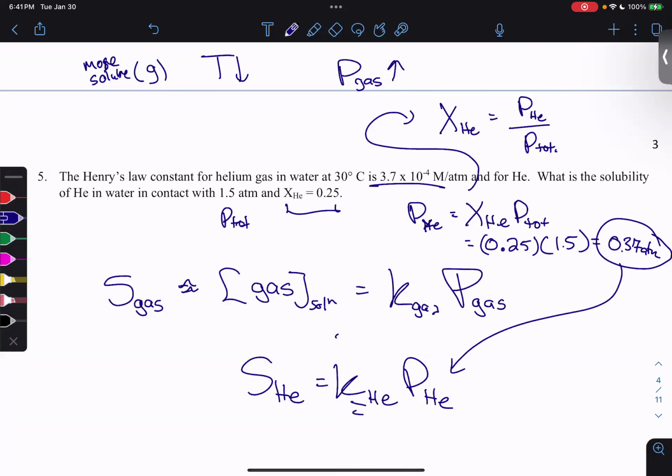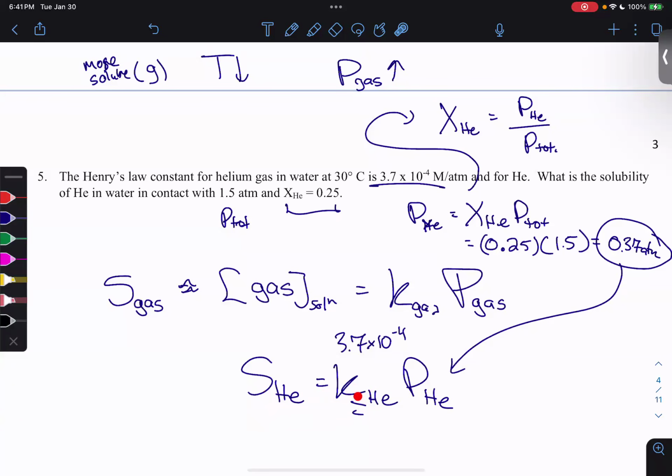That value is given, it's 3.7 times 10 to the negative 4. Multiply it, you're good to go, it's in molarity. And so you can see from Henry's law that the solubility of your gas will increase when... will this value change? No, this is Henry's law constant, it's a constant. But if we increase the pressure that it's in contact with, like in a can of soda, solubility can change.